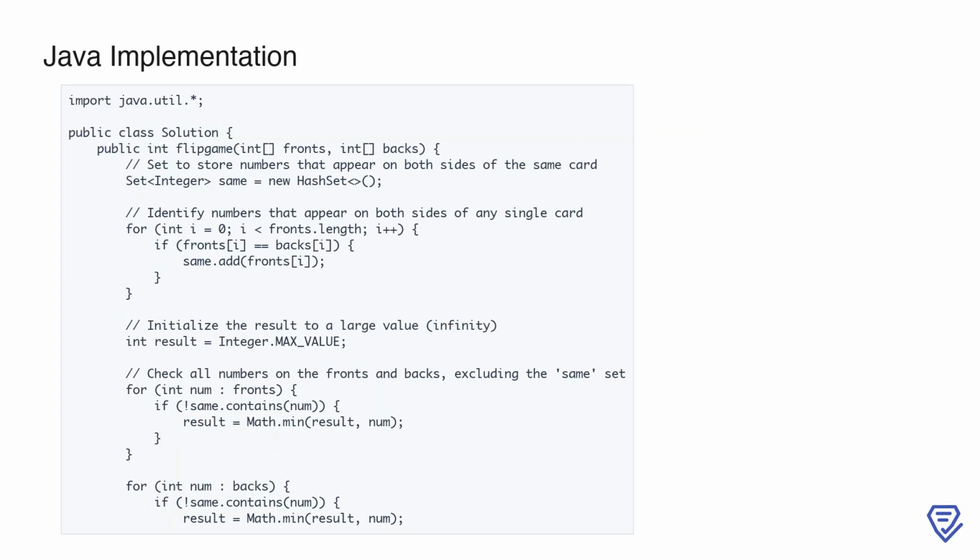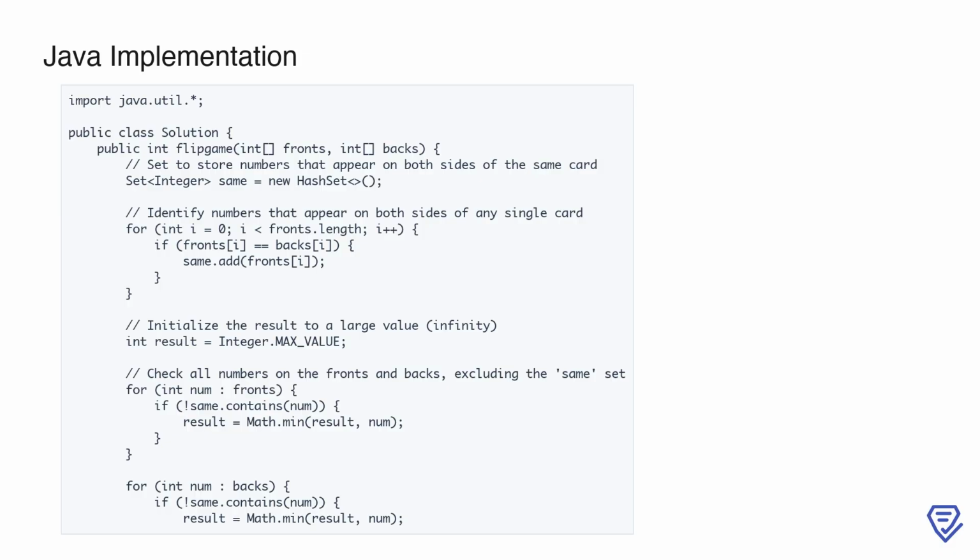Here, we start by importing the necessary libraries and defining our solution class along with the flipGame method. The goal of this method is to determine the smallest number that can appear on the front of a card after flipping, while ensuring it does not appear on both sides of the same card. First, we create a hash set called same to store numbers that appear on both the front and back of the same card. We then iterate through the array's fronts and backs to populate this set. If a number is the same on both sides of a card, we add it to the same set.